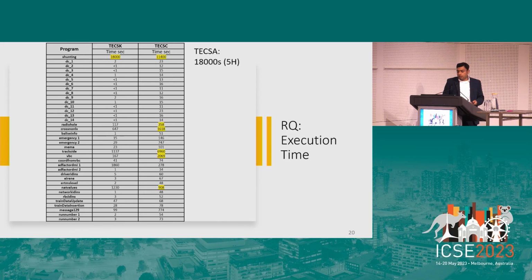And for the AFL, we consider a uniform execution time of 5 hours. So it's a mutation analysis. We consider 5 hours as the budget time.